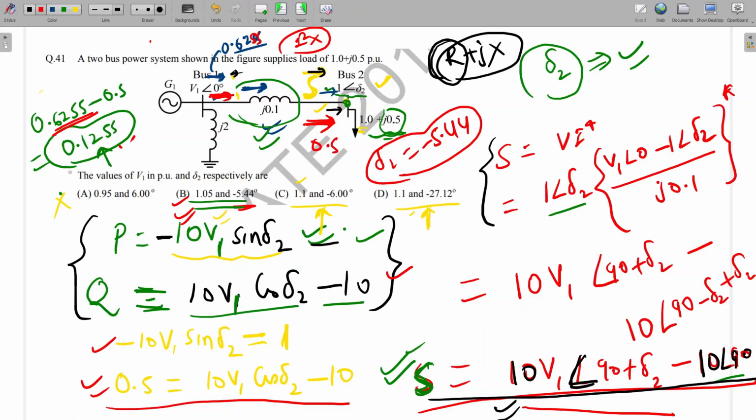So 0.1255 extra will be consumed by this line. So now we can verify this. We will just calculate the I value and then I square into 0.1. Okay.